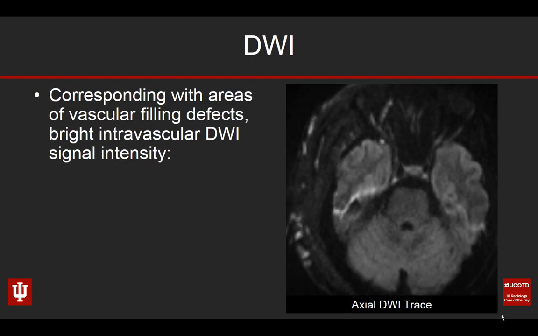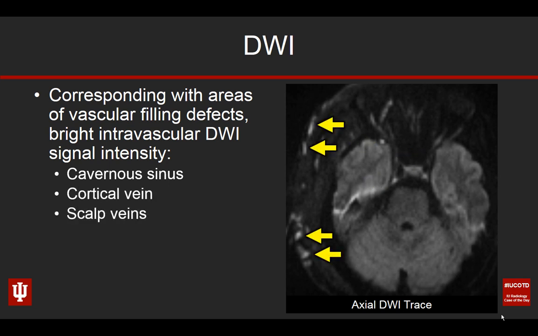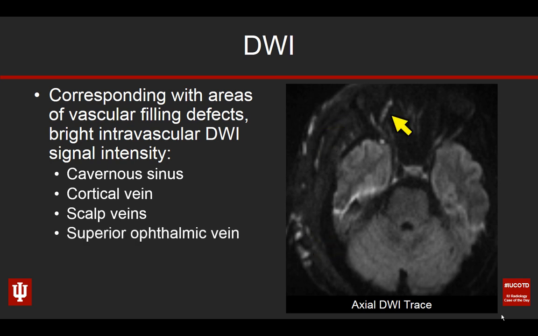Now let's take a look at our diffusion weighted imaging. And again, this is our diffusion trace sequence. And corresponding with those areas of vascular filling defects, we see bright diffusion signal intensity. We can see it within the cavernous sinus, denoted by the yellow arrows here. We can also see it within that cortical vein. And we can see it within numerous scalp veins as well, really all throughout the right frontal and parietal scalp. And then if you look carefully, you'll also see that same bright diffusion signal within the superior ophthalmic vein as well.